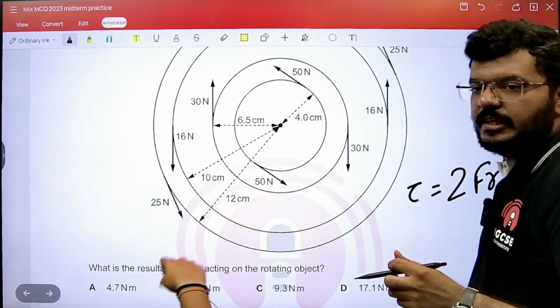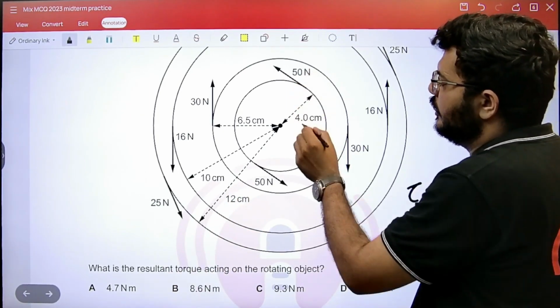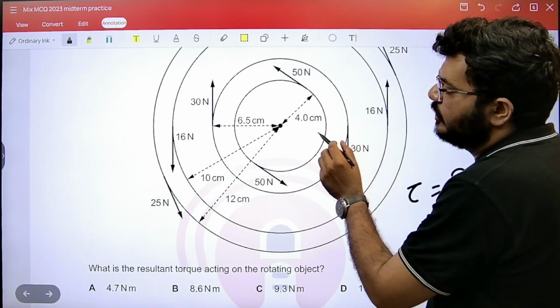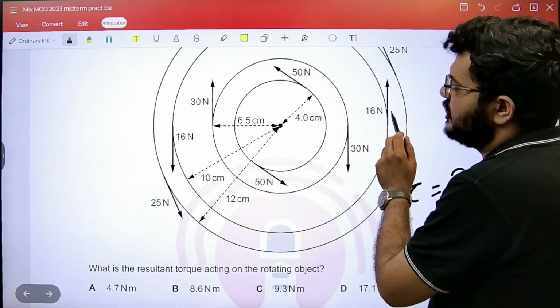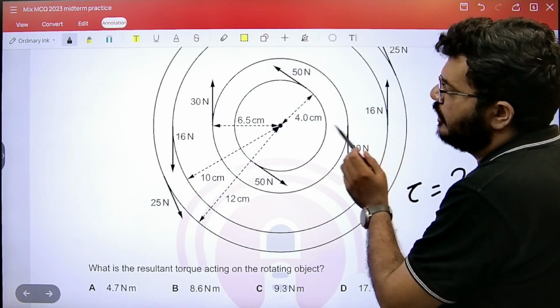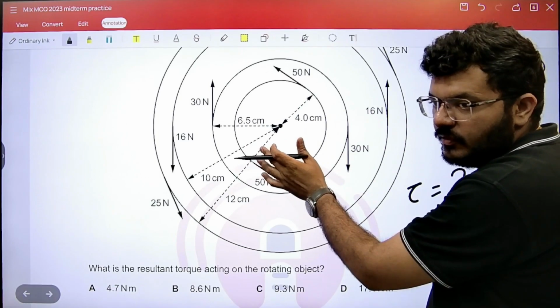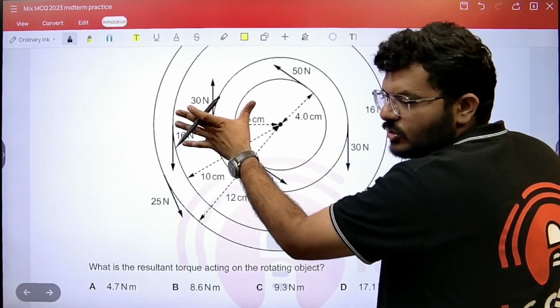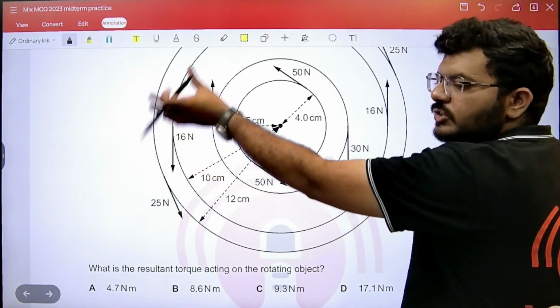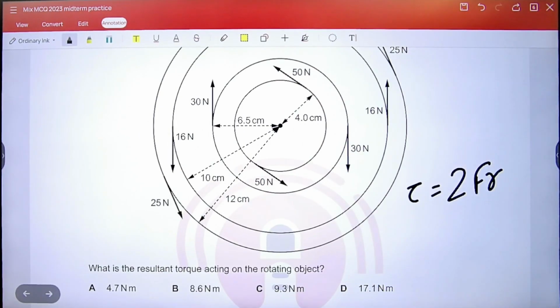So see, look at this. If you say 50 into 4 minus 30 into 6.5 plus 16 into 10 and 25 into 12, and then you'll have to look at this also. This is also causing moments, right?